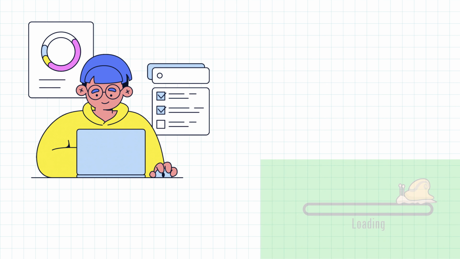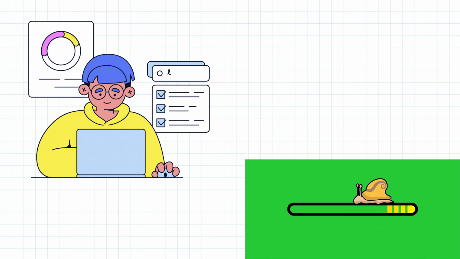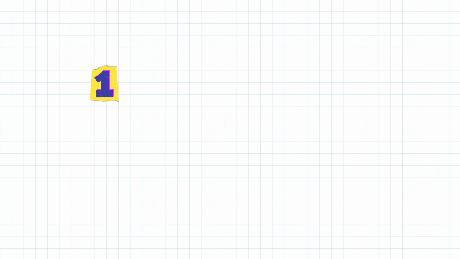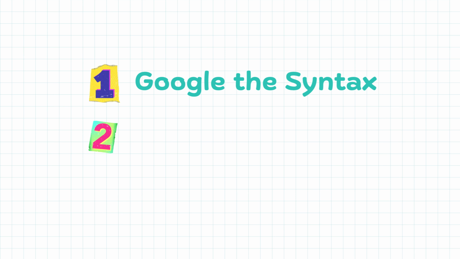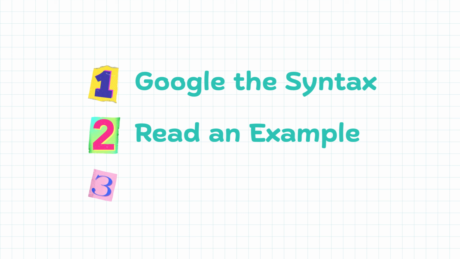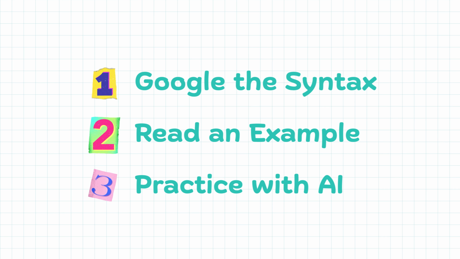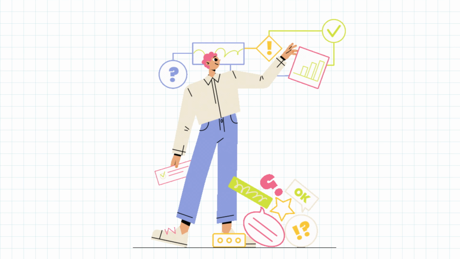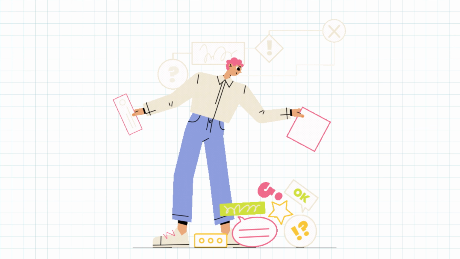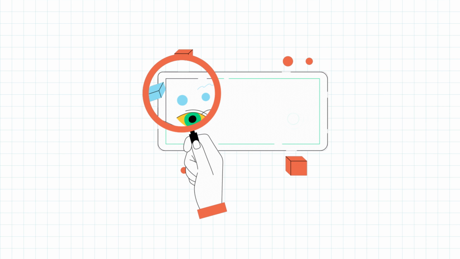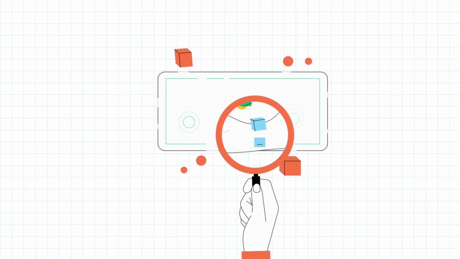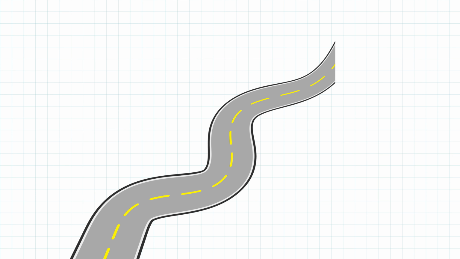They're built for completion, not speed. The faster way is this. For every concept, Google the syntax. Read one example on W3Schools and immediately practice with AI. That's the whole method. Google, read, practice. Simple as that. But you also need a clear, organized path. Otherwise, you're just Googling random things and going in circles. So here's a roadmap that will get you SQL ready super fast.